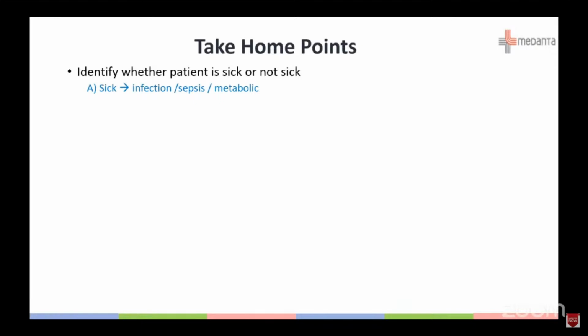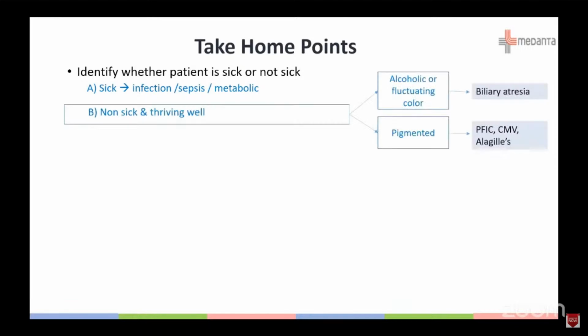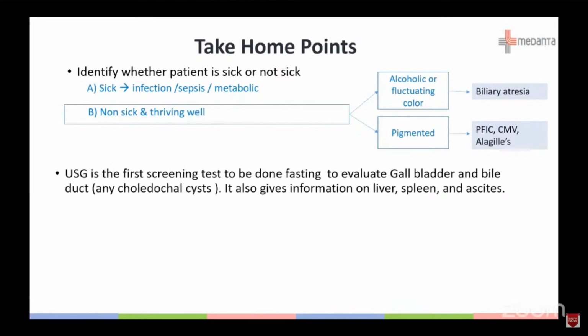If the patient is sick, then we need to think about infections, sepsis, and metabolic causes. If the child is not sick and is thriving well, then we need to see the stool color, whether it is acholic or fluctuating. Then we need to think about biliary atresia and evaluate accordingly. If the stool color is pigmented, then the causes might be PFIC, cytomegalovirus infection, and Alagille syndrome.